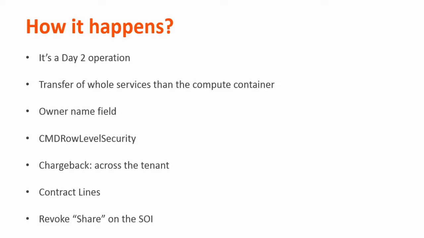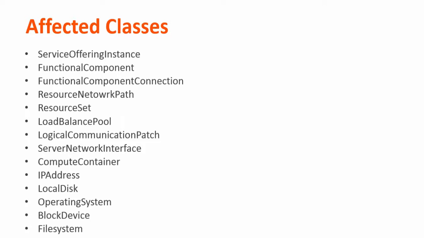Along with the owner name field, the CMDB row level security field and tenant relation also get updated with the correct information. Chargeback: along with the field updates, the chargeback information needs to be updated in case the transfer is happening across the tenant. Contract lines: the existing contract lines will be terminated and a new contract line will be created in relation with the other tenant's contract. The end date of the existing contract line will be the start date of the newly created contract lines. Finally, revoke share on the SOIs: in case the transfer is happening across the tenants, the share on the SOI will be revoked. Here is a list of affected classes where we modify the owner name, CMDB row level security, and different relationships.